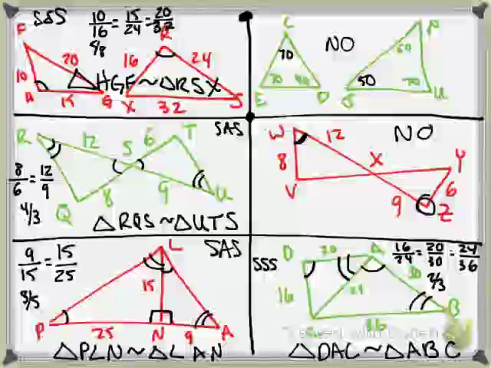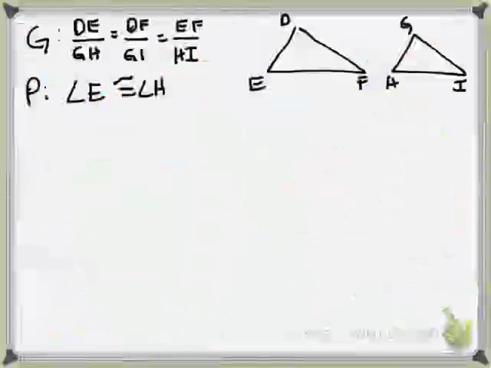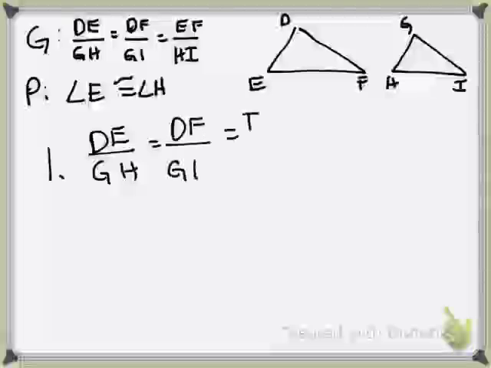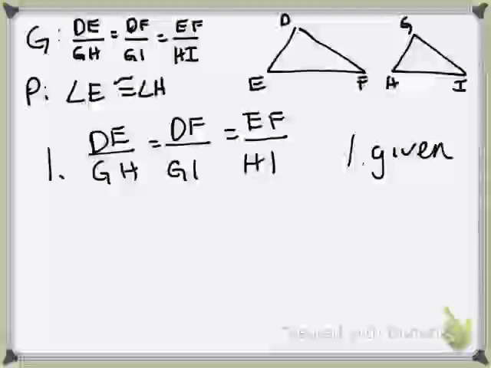All right, we have one more thing to look at. You're going to have a few proofs, couple proofs, 2 proofs. So let's look at a proof. Is the given. So we're given 3 fractions all set equal to each other. What does that mean?